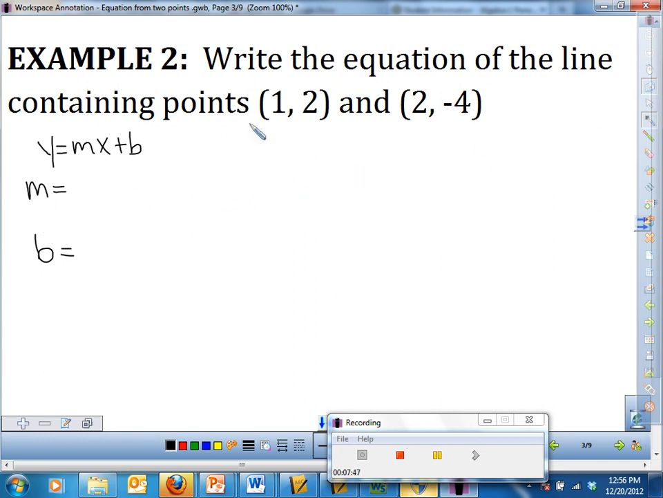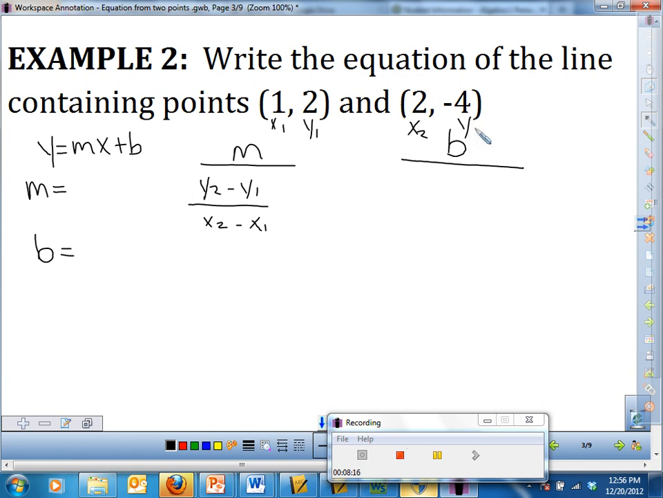I'm given 2 points. I'm not given m or b, so I know that I'm going to have to solve for both. So I'm going to make a space for myself to solve for both. Okay, solving for m, I'm going to have to use my equation again. y2 minus y1 over x2 minus x1. And I'm going to go ahead and label my points. x1, y1, x2, y2. I'm going to draw out what the formula looks like without putting numbers in so that I can make sure that I follow the proper steps.